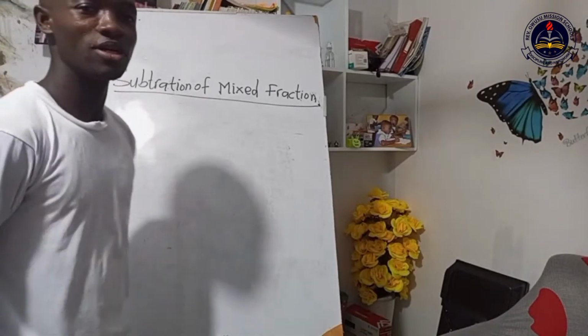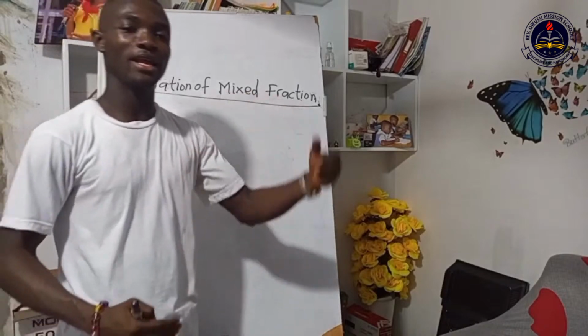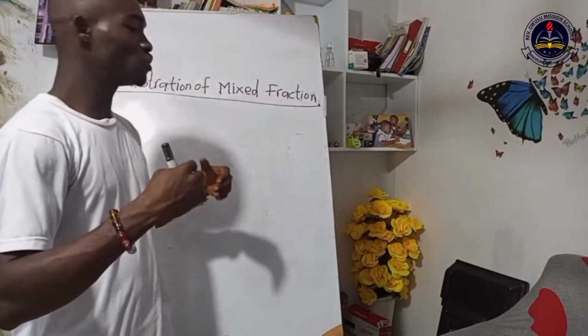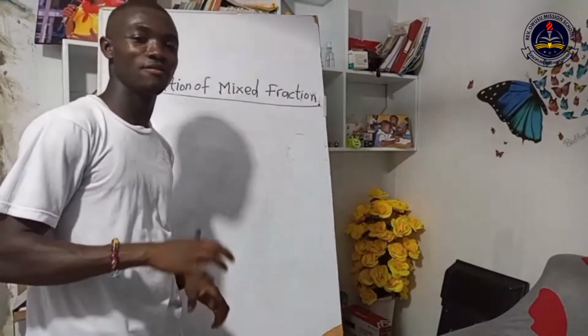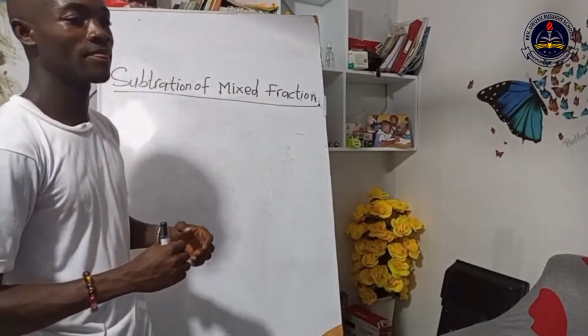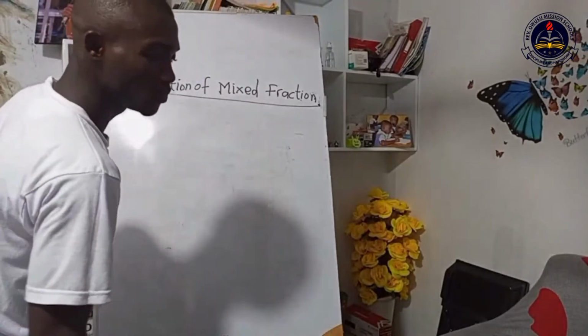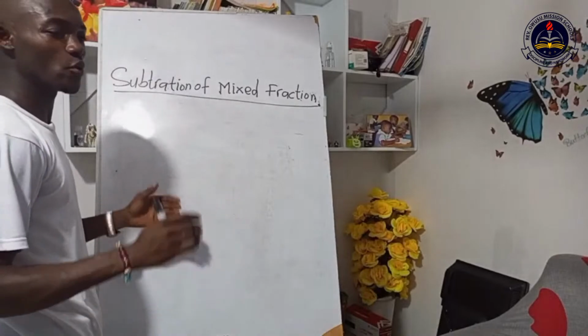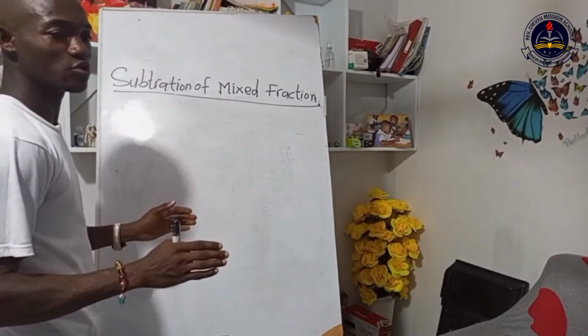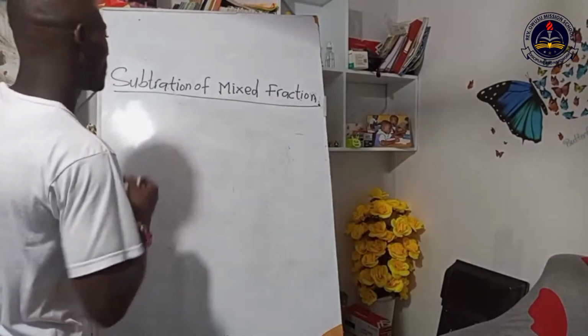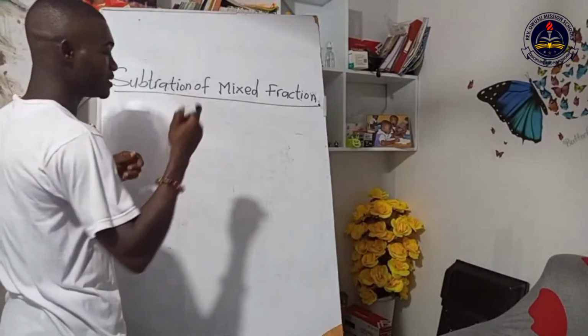As you know, subtraction is just taking away, taking away, taking away. So we want to take away a mixed fraction from another mixed fraction. And we look at how to do it in the simplest way to forget the stress and the headache. So let's look at the examples first, then we move on.